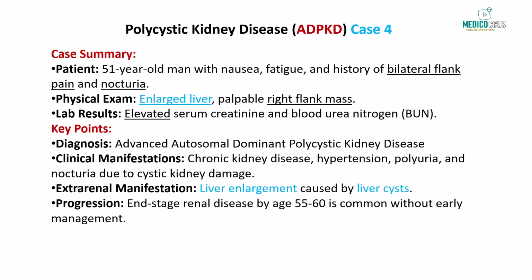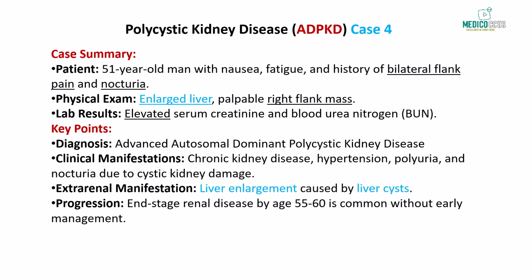Let's now shift to a case of a 51-year-old man who presents with nausea, fatigue, and a history of bilateral flank pain and nocturia. His physical exam reveals an enlarged liver and a palpable mass in the right flank. His lab results show elevated serum creatinine and blood urea nitrogen levels, indicating chronic kidney disease. This patient likely has advanced autosomal dominant PKD, which can lead to progressive renal failure.